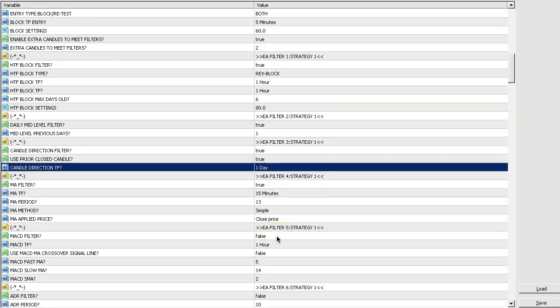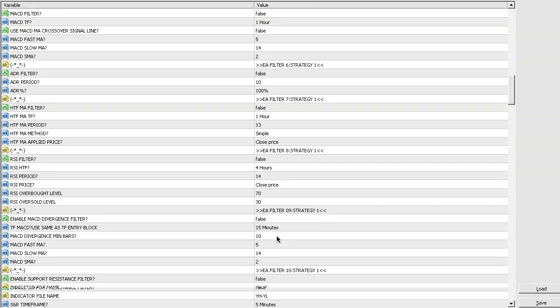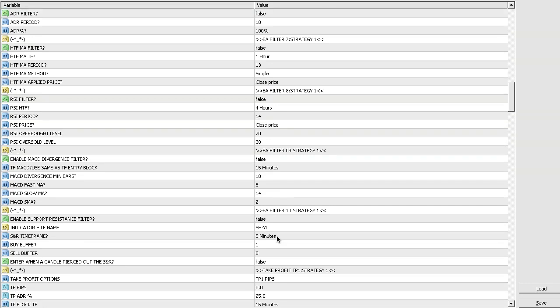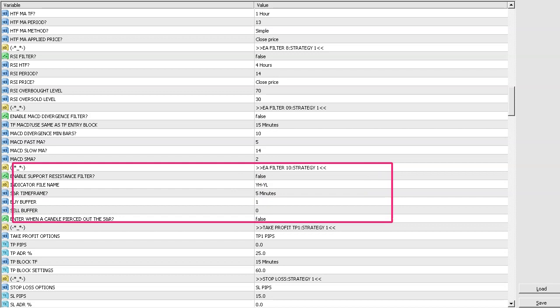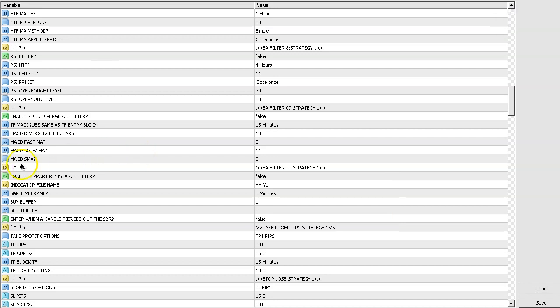Okay, so now we have a major change over here, which I'm going to talk about in the next video, which is filter number 10. Right over here we can add any indicator that acts as a support and resistance and that actually has buffers. If it doesn't have any buffers, then it's not going to work. I'm going to talk about this further in detail in the next video.